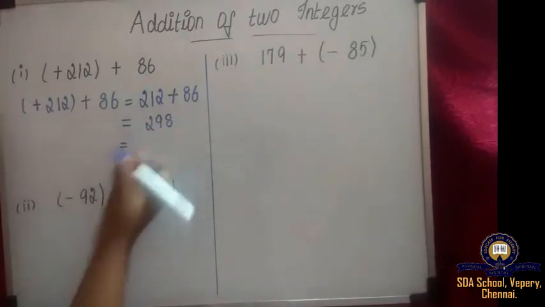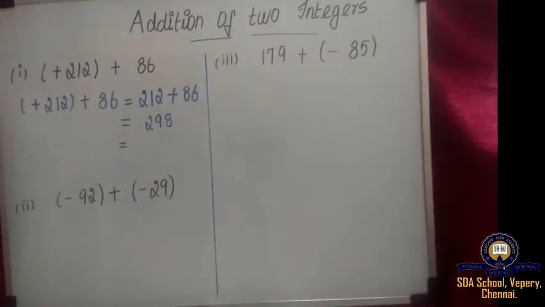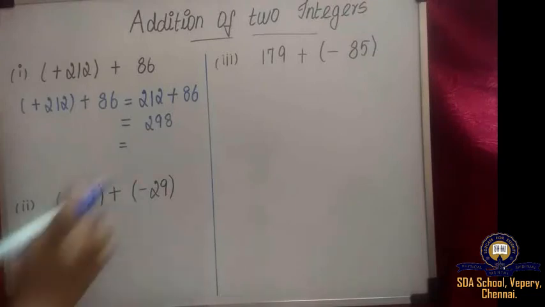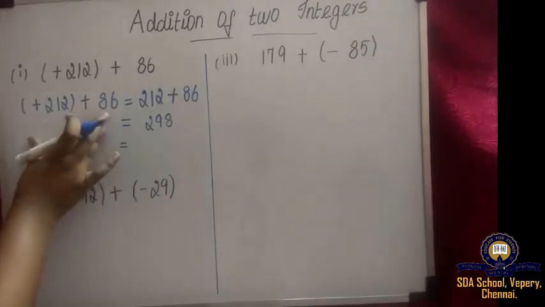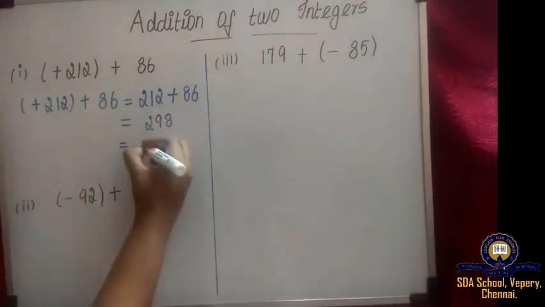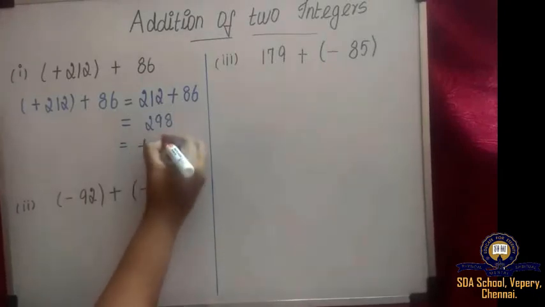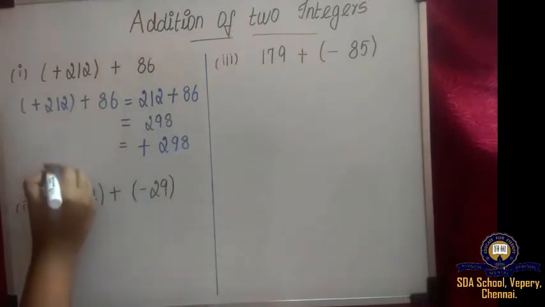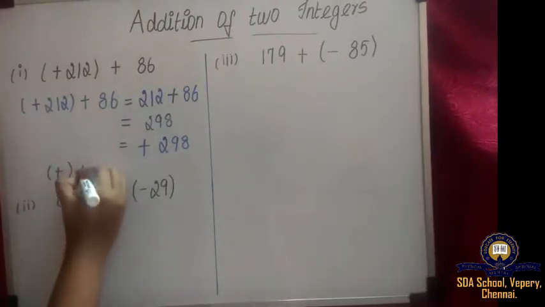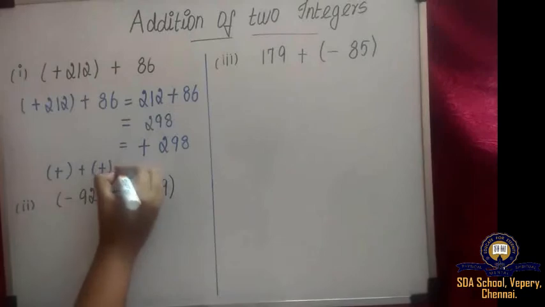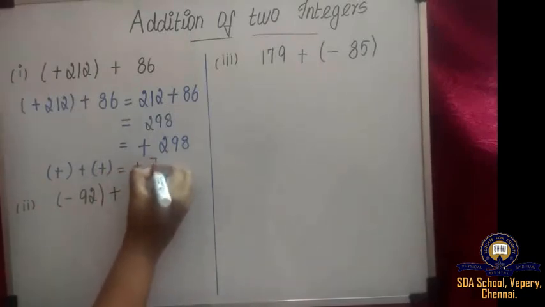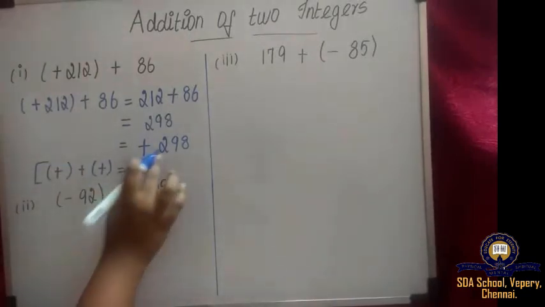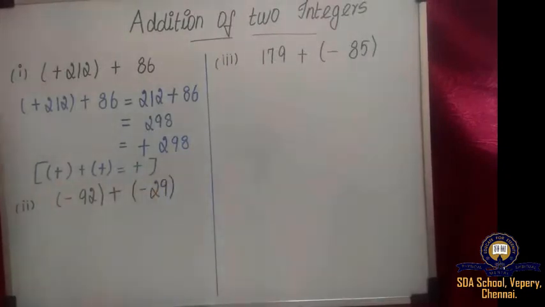298. The addition of two positive integers gives a positive integer whose absolute value is the sum of their absolute values, right? So addition of two positive integers will give a positive integer. So the sign will be plus 298, since plus plus is equal to plus. So we have plus 298.